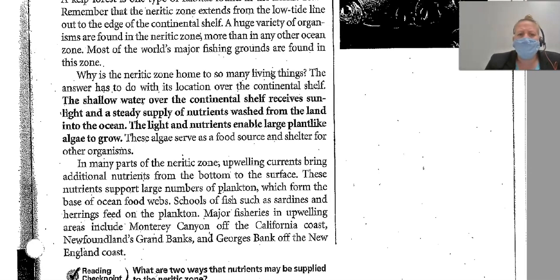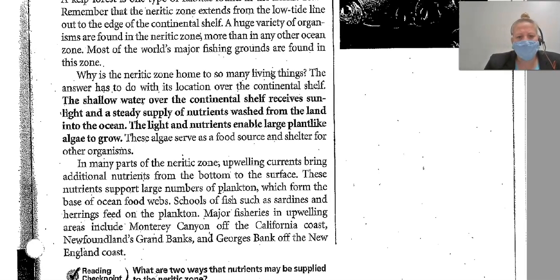Why is the Neritic Zone home to so many living things? The answer has to do with the location over the continental shelf. The shallow water over the continental shelf receives sunlight and a steady supply of nutrients washed from the land into the ocean. The light and nutrients enable large plant-like algae to grow. This algae serves as food and shelter for other organisms.